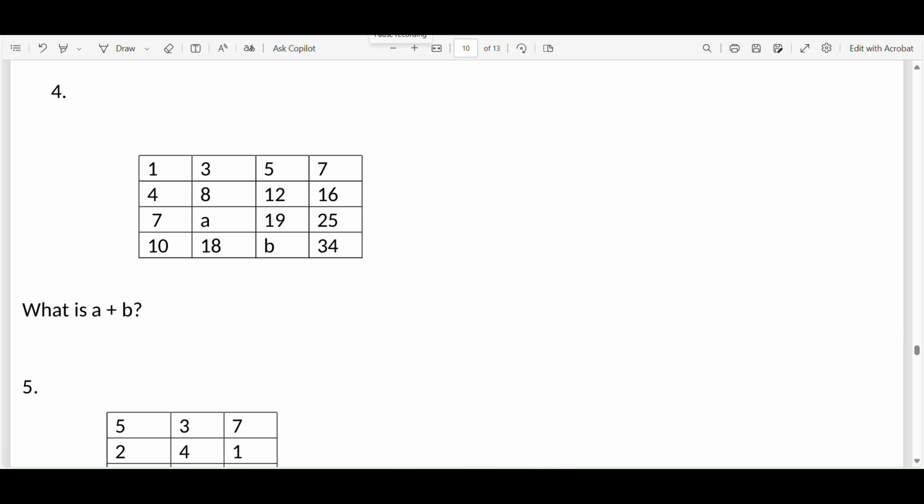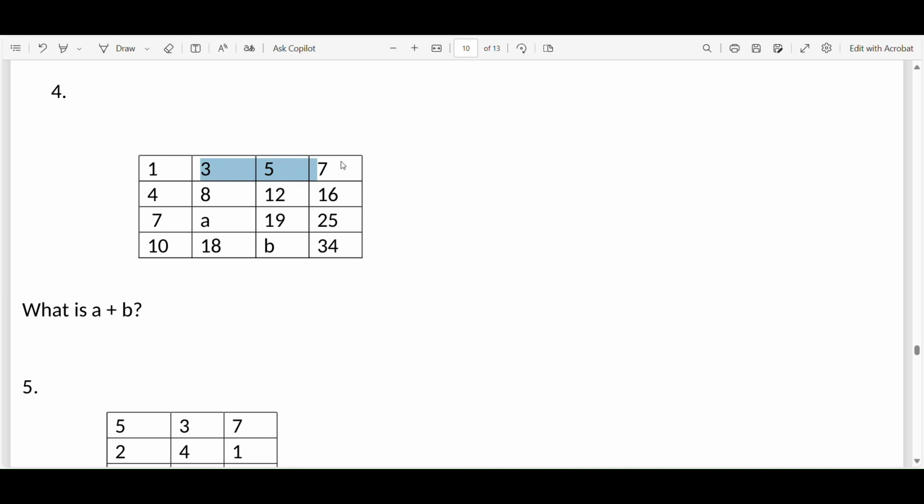So here you need to find out A and B. Here you need to find out both of the values, here A and here B. You need to find out both. So just look at the pattern followed here, right? Without any typing, let me just wait for a while. Here we are having 1, 3, 5, 7, right?